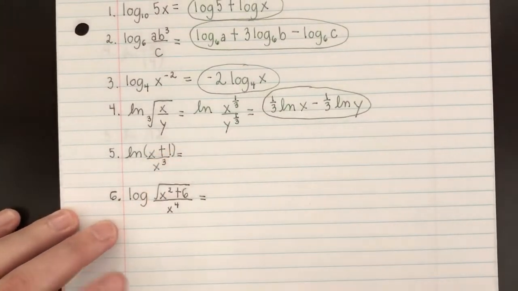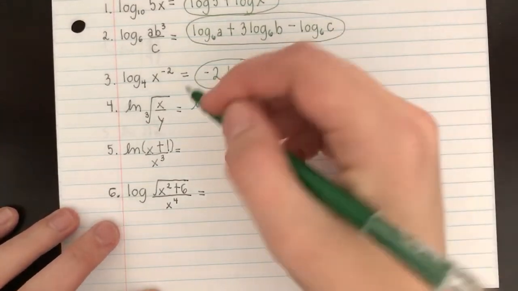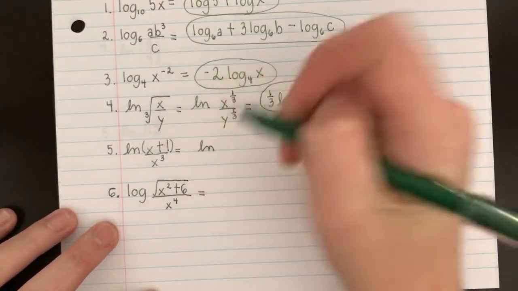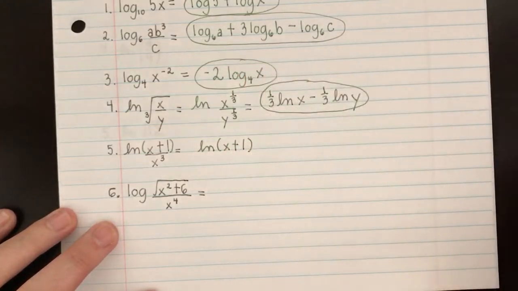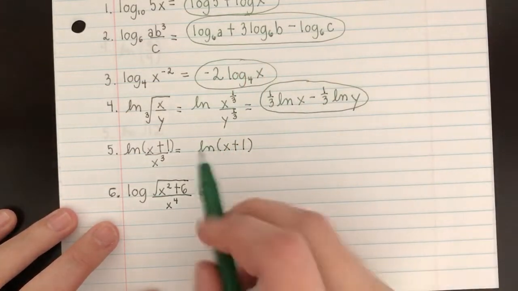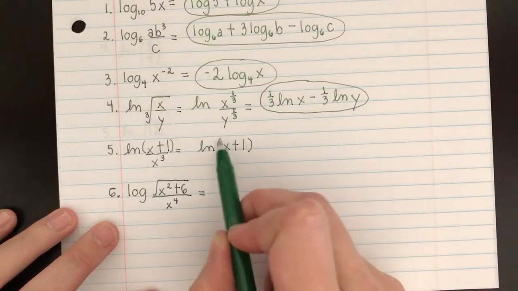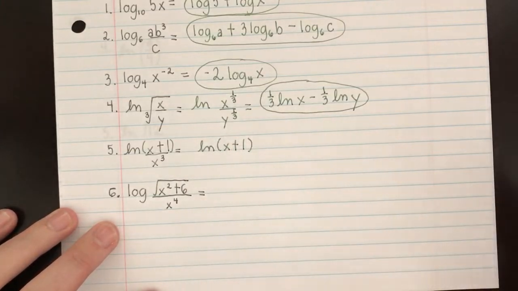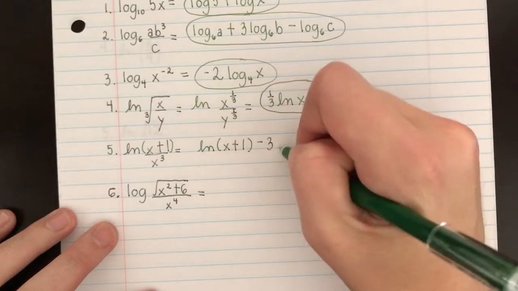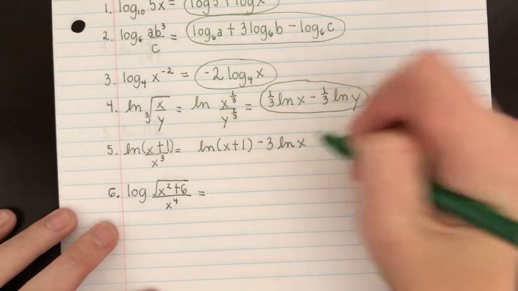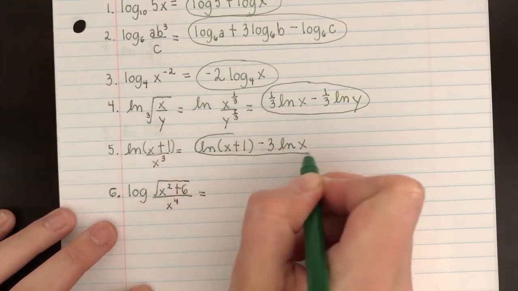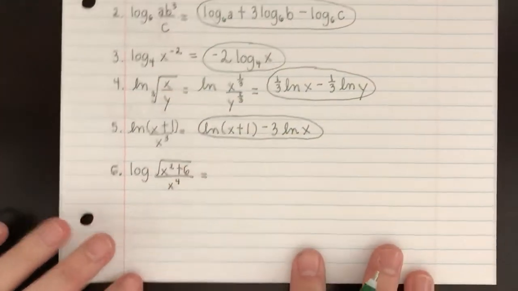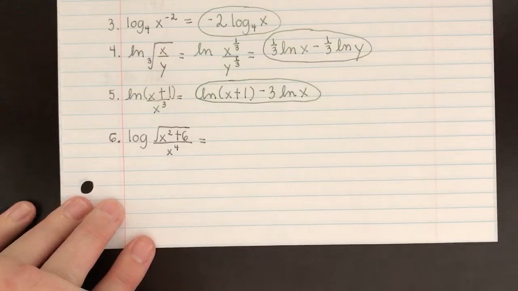It will stay together. So this will just look like ln of x plus 1, parentheses around it now, because now you don't want to confuse the fact that these are joined together, minus 3 ln of x. All right, so that's it on that one.